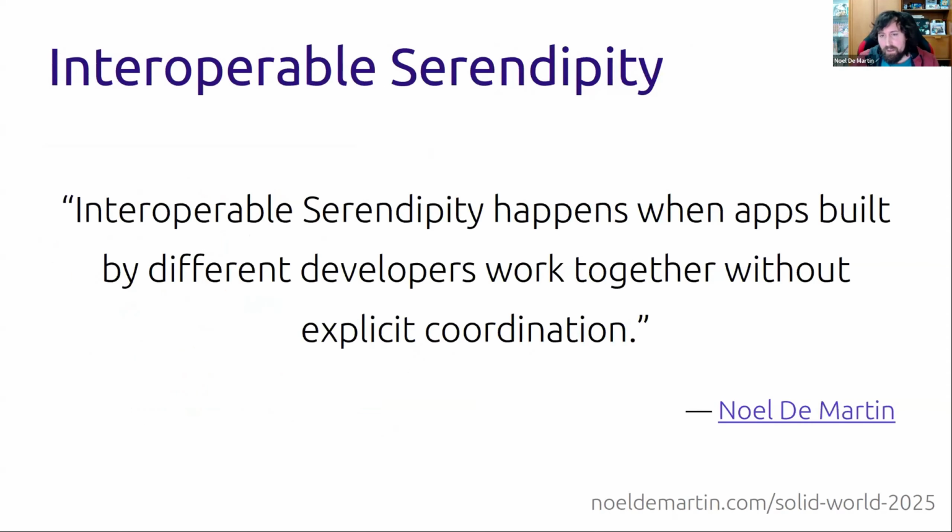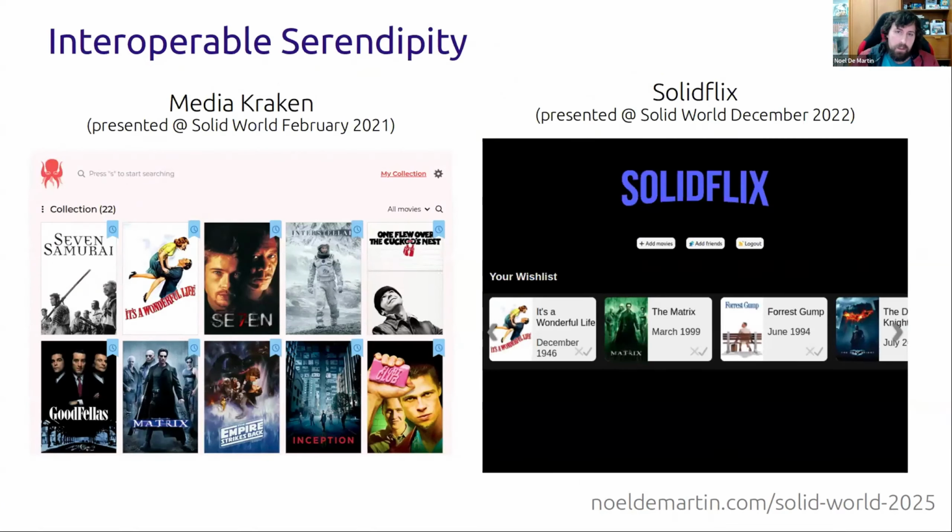But what I mean is that interoperable serendipity happens when apps built by different developers work together without explicit coordination. This can seem a bit far-fetched, but it has already happened sometimes. For example, I made my application Media Kraken, and I presented it here some years ago as well. Sometime after, there was another application that also worked with movies called SolidFlix. And I tested, and it seems like these applications are actually interoperable out of the box.